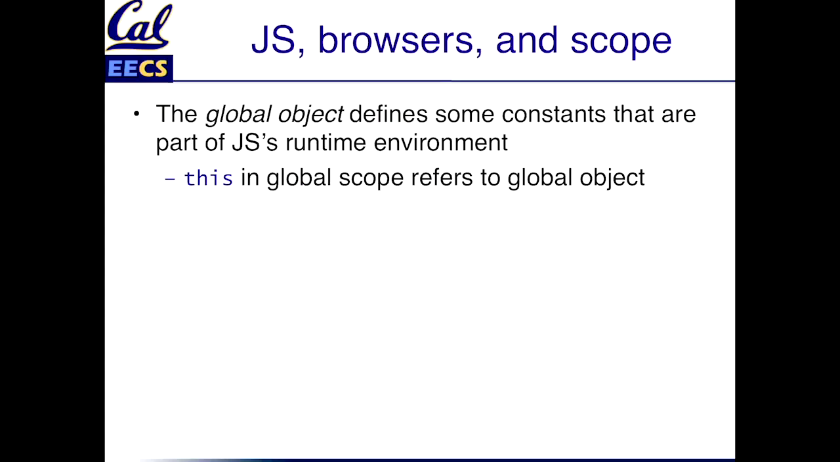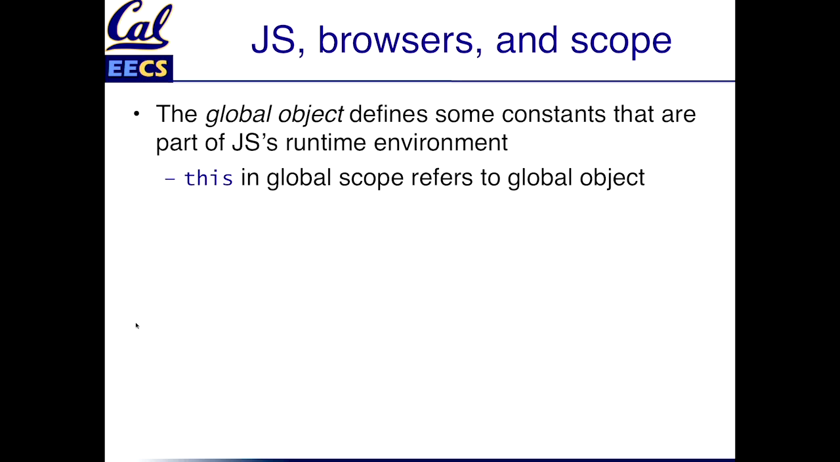Now, that's not to be confused with the global object. The global object is a JavaScript-specific language construct, and it refers to an object that is provided by the runtime system. So if you're running JavaScript in a browser, the browser provides the global object. And the global object defines certain constants and functions that are part of JavaScript's runtime environment. So for example, you get at the browser's built-in version of the JavaScript API by calling functions that are defined as properties on the global object.